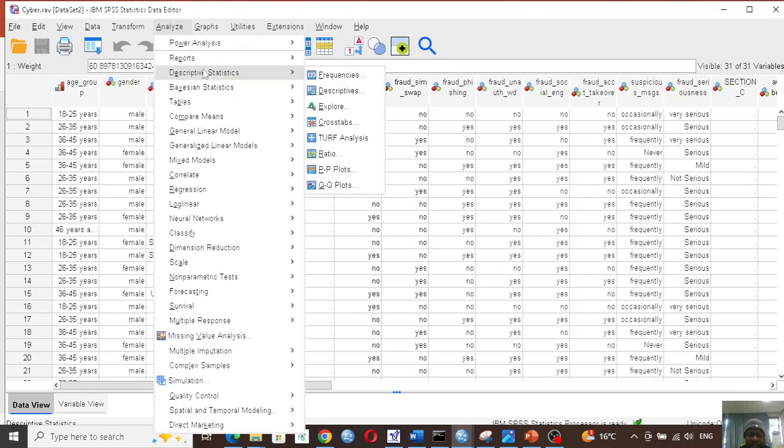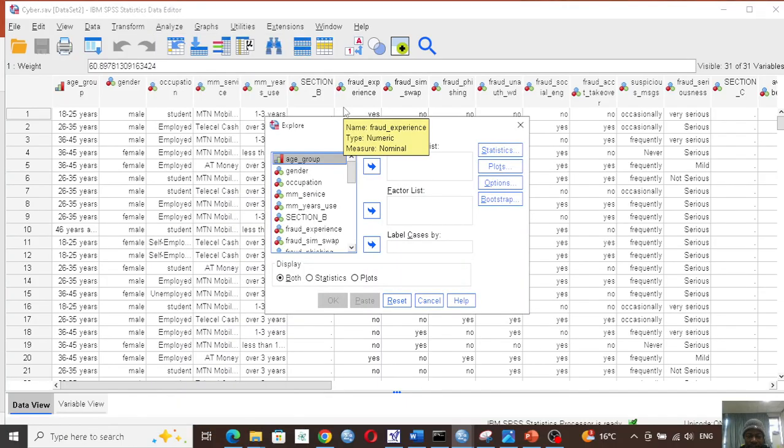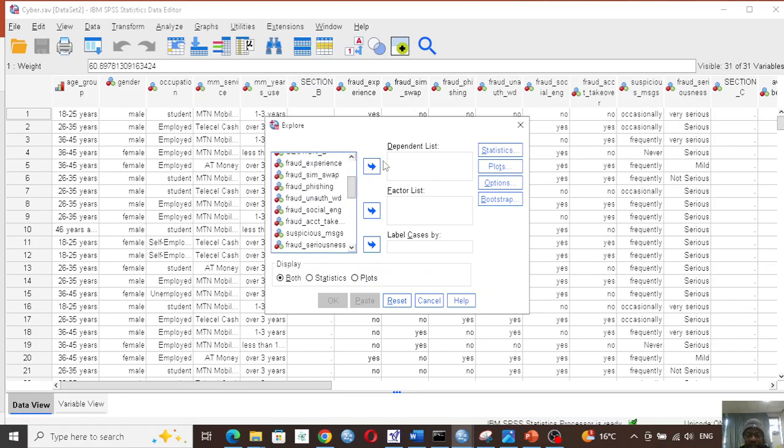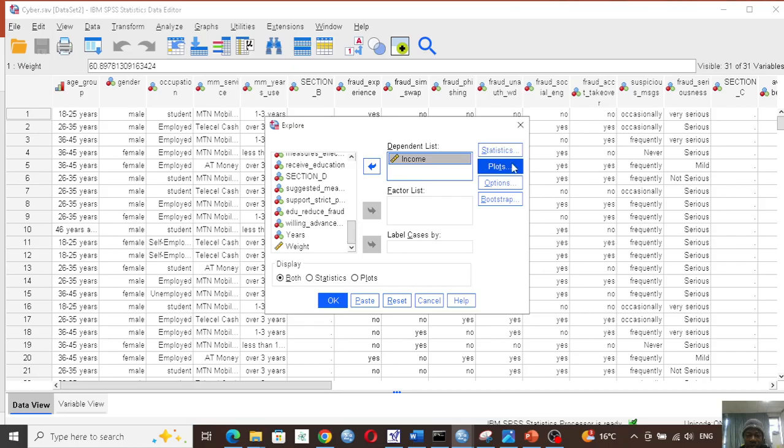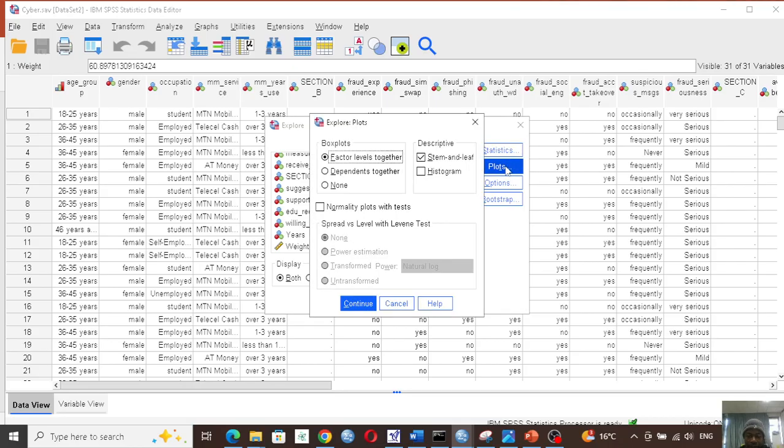Then you come to Descriptive Statistics. Then you move to Explore. So the variable of interest, you push it to the Dependent List. Our variable of interest is the income, so you select the income and place it here. Then you go to Plots.